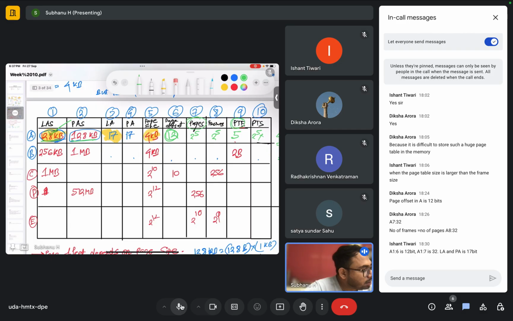So number of pages is 2 to the power 5 and number of frames is also 2 to the power 5, because both are 128. For number of pages we do 128 by 4 KB, and for number of frames we need to do physical address space by page size, right?